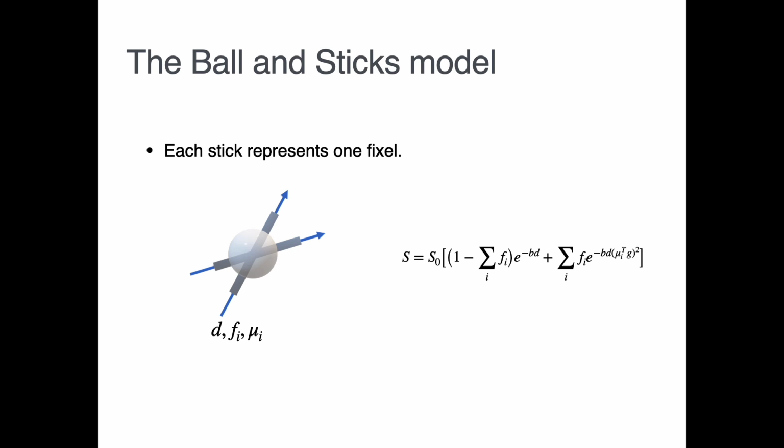A natural model for fixel-based analysis is the ball and sticks model. This model represents the diffusion data as the sum of a few compartments.